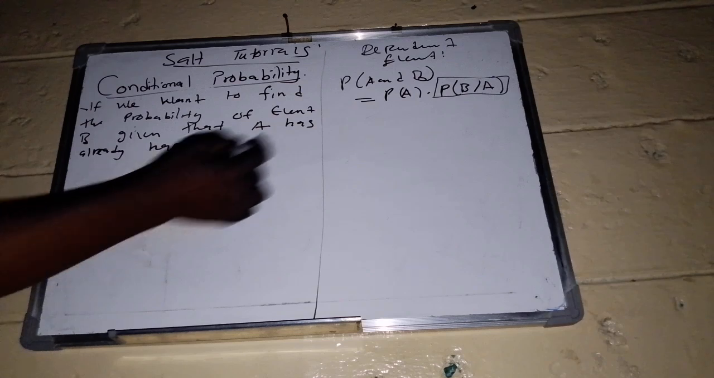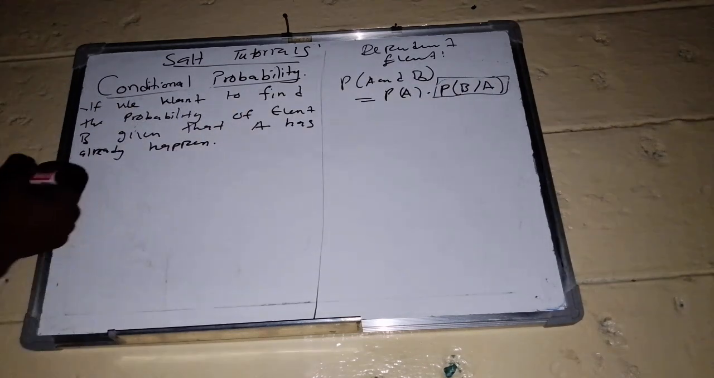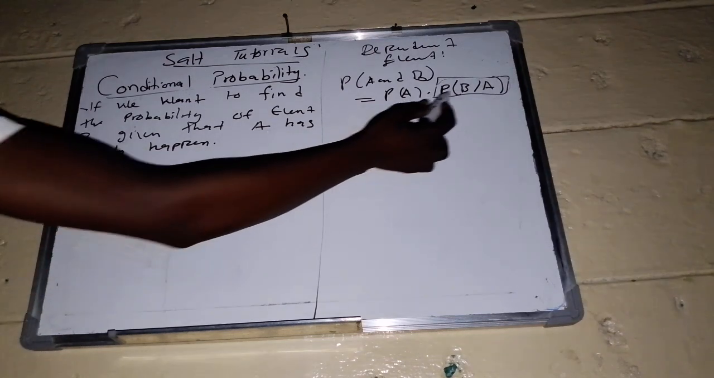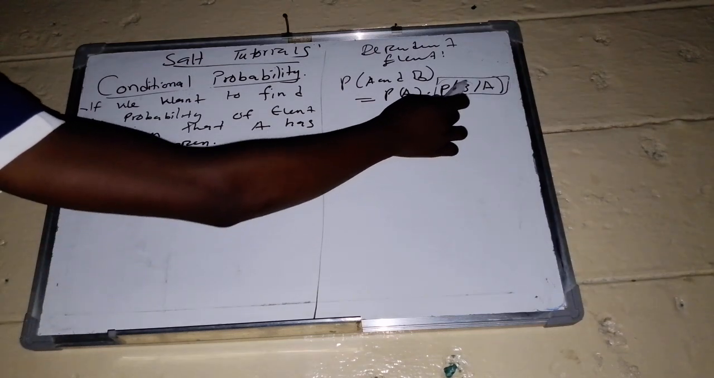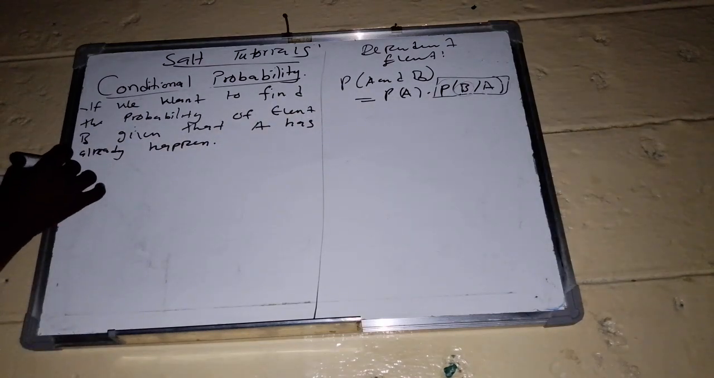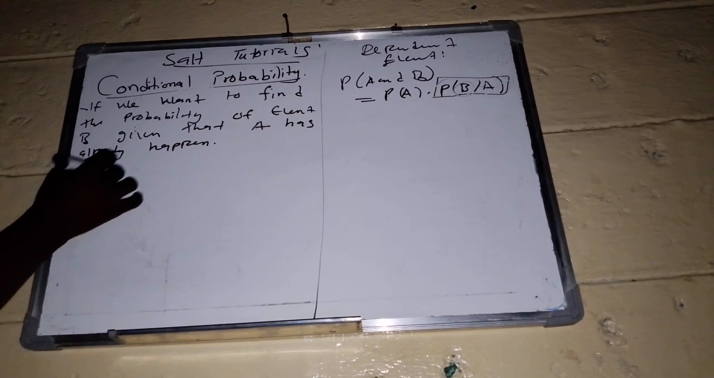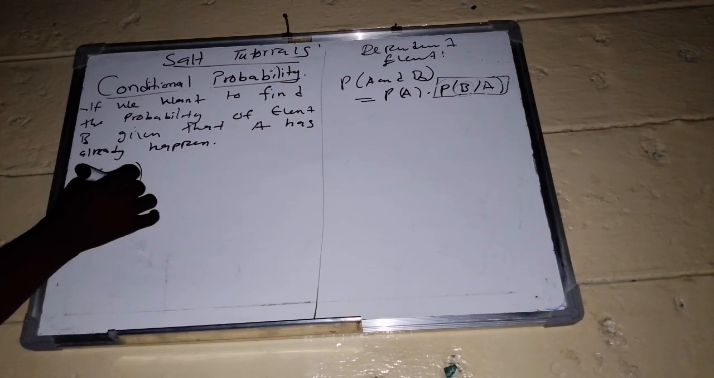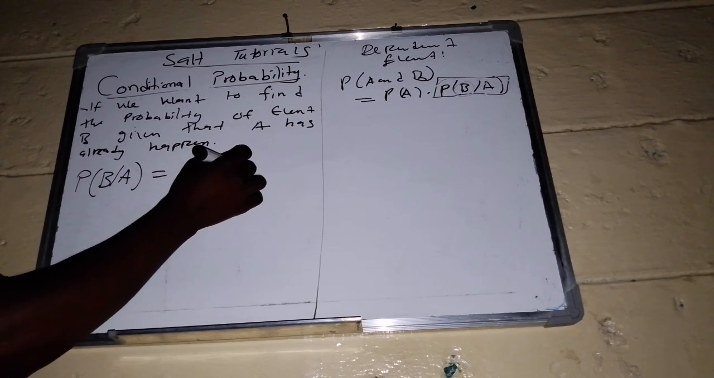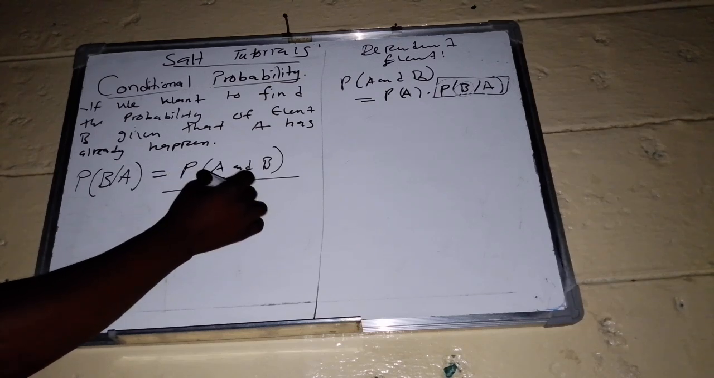This is just as good as making this the subject from the concept of the multiplication principle. If you want to make this the subject, when we're talking about the probability of B given A, what formula do we have? It is basically denoted as the probability of B given A equal to the probability of A and B over the probability of A.